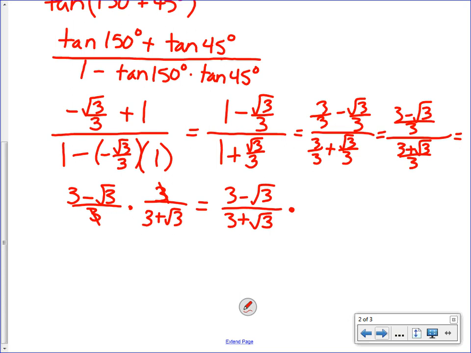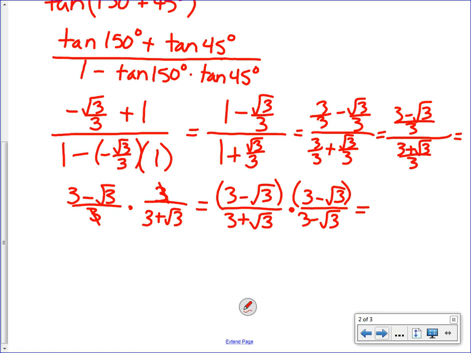So we're going to multiply by the conjugate of the denominator. So that's going to be 3 minus the square root of 3. And we're going to put it over itself. So technically we're just multiplying by 1. Okay, we're going to multiply straight across. Now, to multiply the numerator, we're going to have to FOIL.